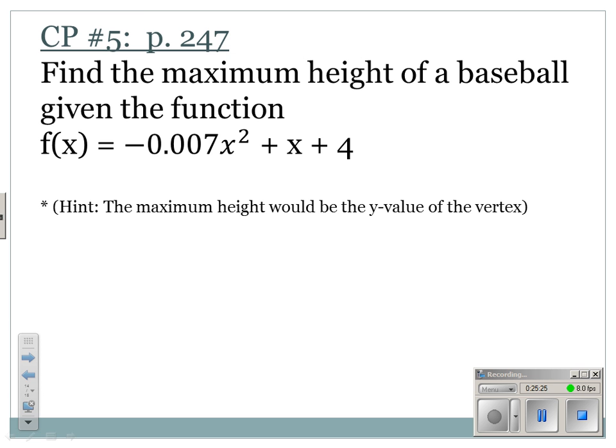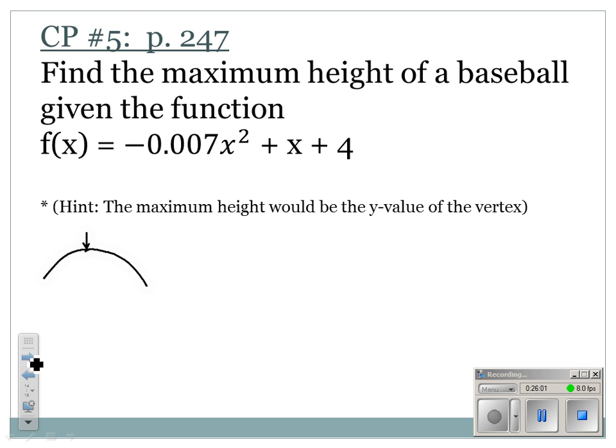All right, so this one is one of the application problems that you're going to be seeing in the homework. This one happens to be checkpoint problem number 5, page 247. We're going to find the maximum height of a baseball given the following function. Now, maximum height of the baseball. Think about throwing a baseball. When you throw it and launch it, it's going to go a certain distance, right? And it's going to have a certain height before it starts falling back down. The highest point of the baseball would be the vertex of the parabola, right? So think about that when you're making this.